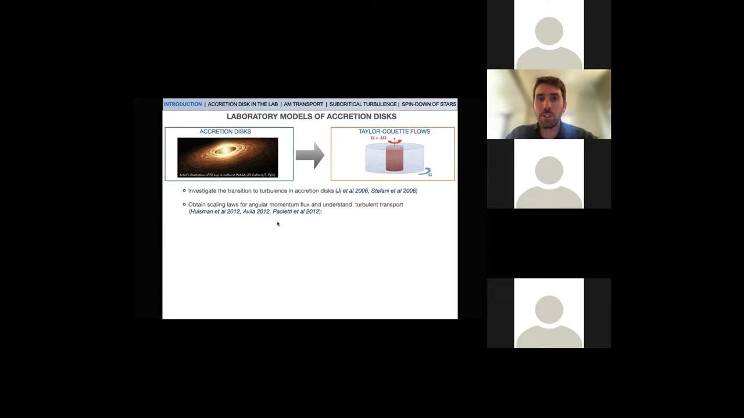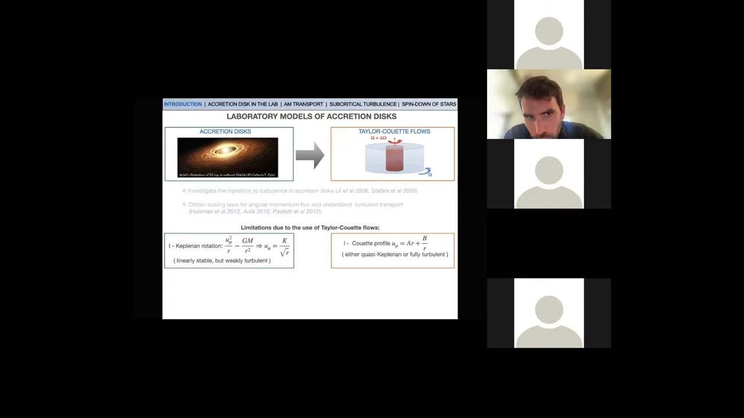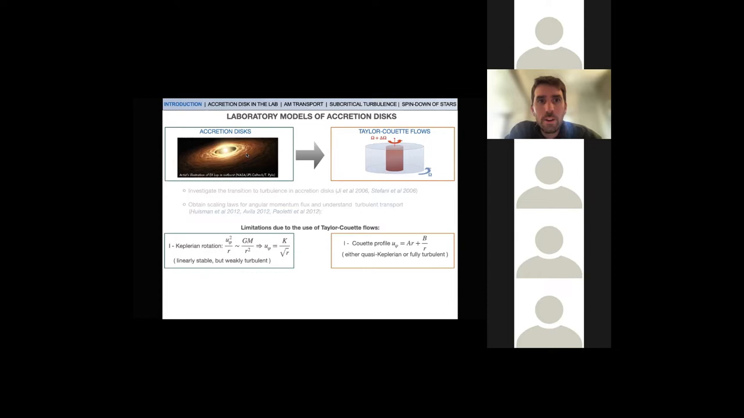But for today, I would like to highlight the limitations that appear when you want to use a Taylor-Couette flow. The first obvious one is the rotation rate. As you probably know, accretion disks are due to a force balance between the centrifugal force and the gravitation. If you do this force balance, you get a velocity profile called a Keplerian rotation rate, which means that the velocity scales like 1/√r, where r is the distance to the axis.